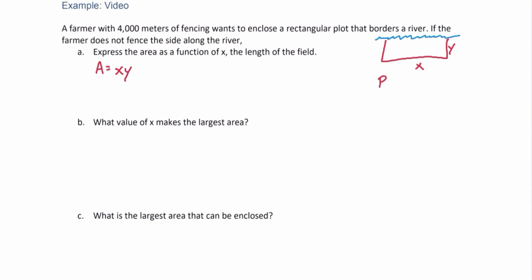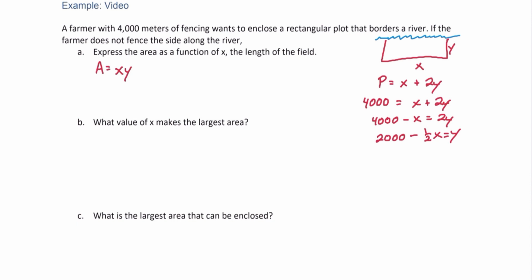Fortunately, we know that the perimeter is x plus 2 times y. This time we don't double the x because the river side does not need fencing. Perimeter we know to be 4,000. So we have 4,000 equals x plus 2y. And now solving for y, we subtract x, and then we'll divide by 2. So we have 2,000 minus 1/2 x equals y.